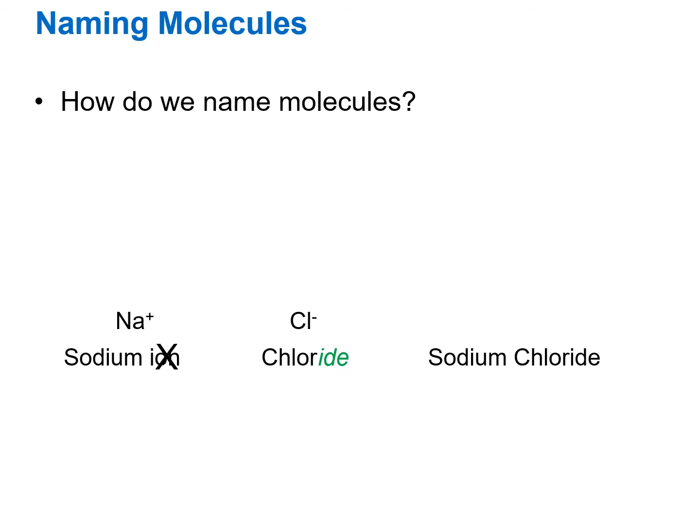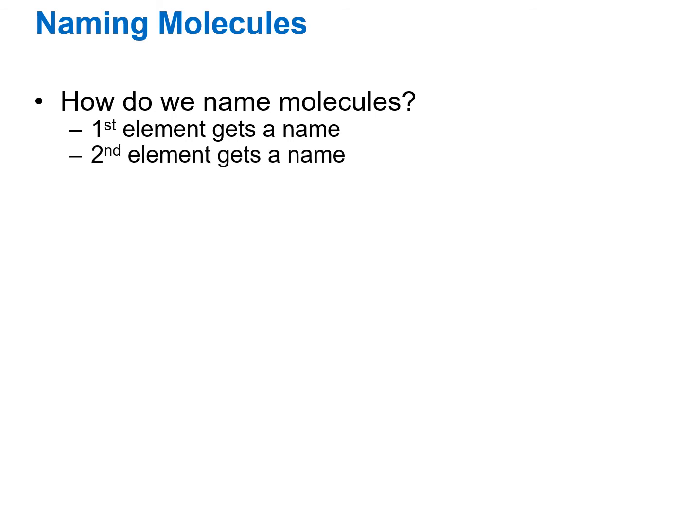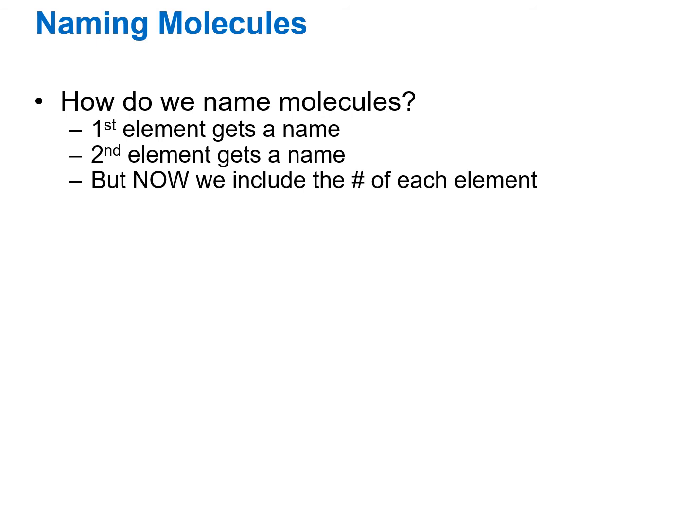So how does it differ when it comes to naming a molecular substance? So now that we did this quick review of naming ionic formula units, how do we actually name a molecule? Well, we have to name the first element in our formula, and we'll have to name a second element as well. But this time, we're going to include the number of each atom in the formula, and that's important because different combinations, different numbers of atoms can make up different sorts of molecules.